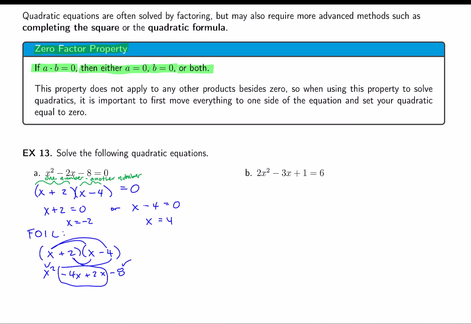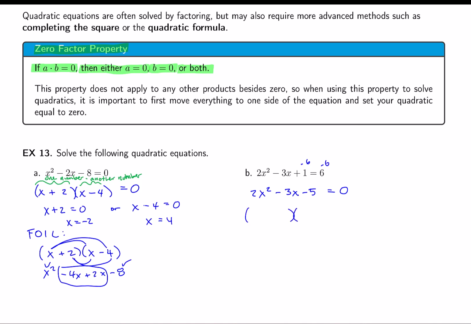So first off, this thing is equal to 6. That's no good. We don't have a 6 factor property. We have to first bring the 6 over and have it set equal to 0. So if I subtract 6 from both sides, that's -5 and equals 0. Now I need to factor.